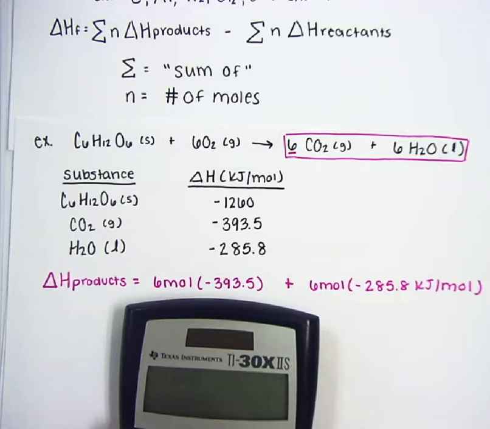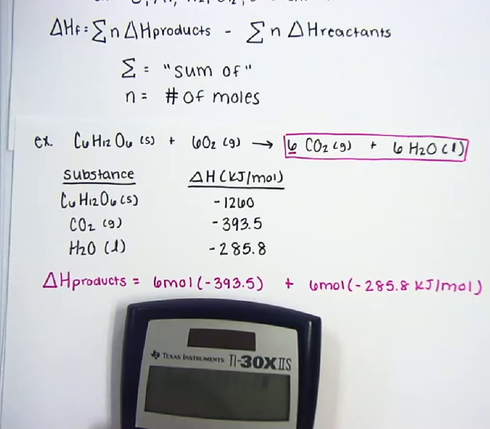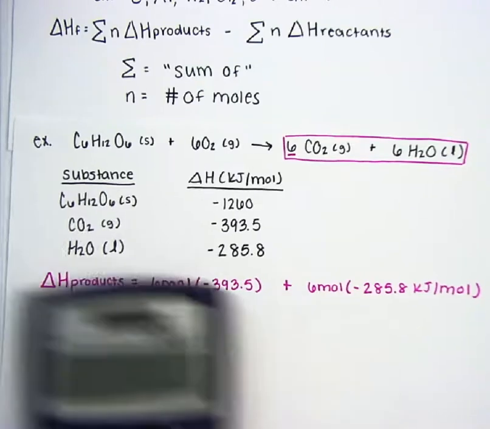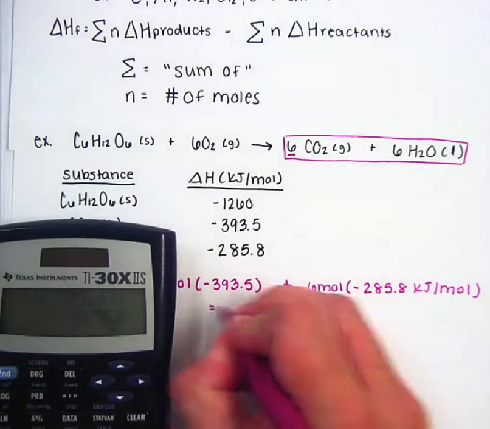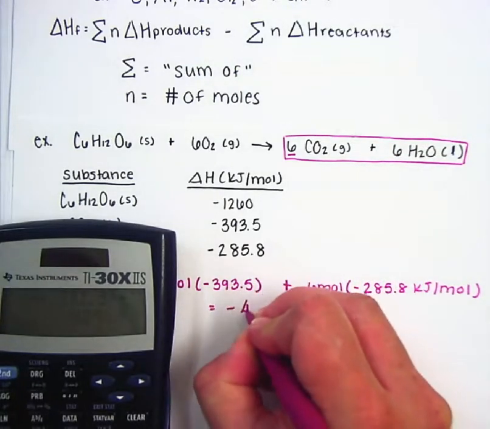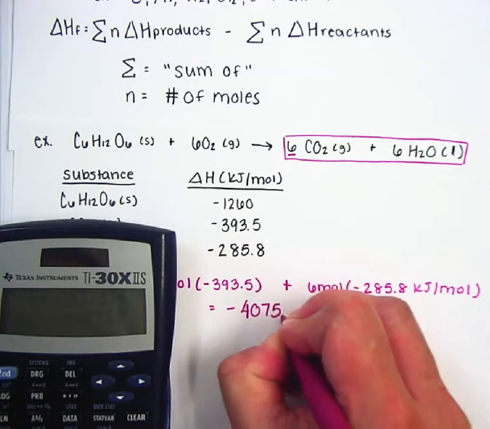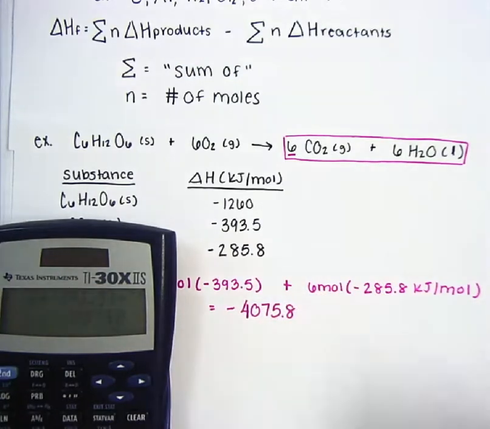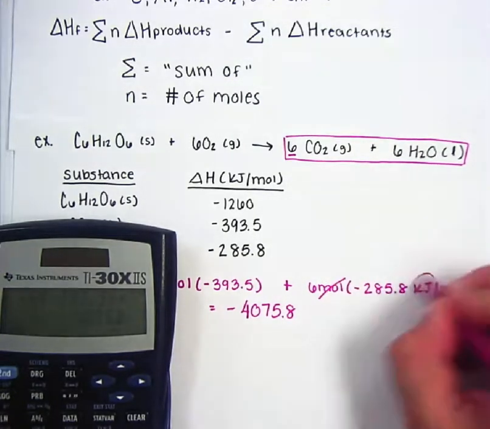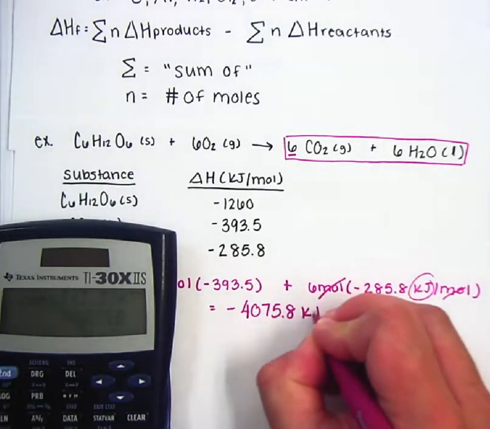6 times negative 393.5 plus 6 times negative 285.8 gives me negative 4,075.8. Let's talk about units. Moles are going to cancel, and we're left with kilojoules.